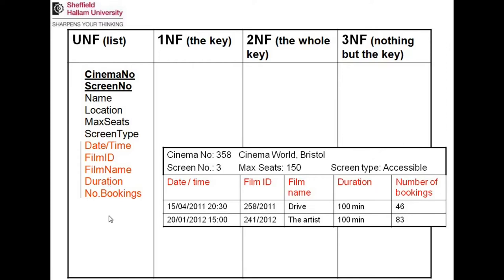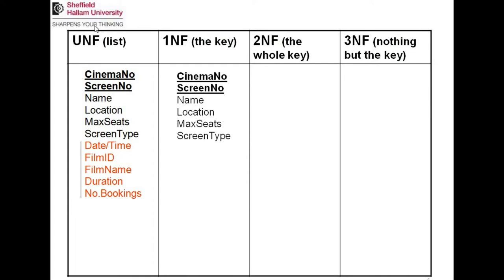Let's do the first normal form. In 1NF, we have to separate the header from the repeating group. So there's the header and the repeating group apart from it. But when I do this, now I know that the film is showing at a certain date and time, but I've lost the information about where it is, and I've also lost the link between the top and the bottom part of this data. That doesn't sound right.